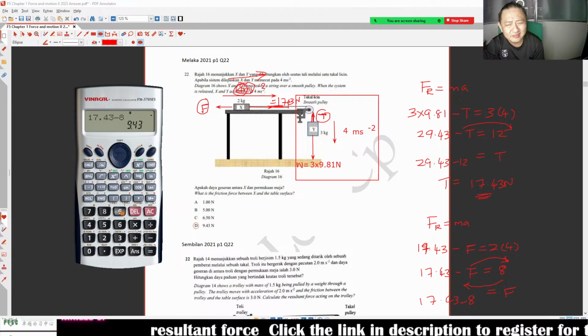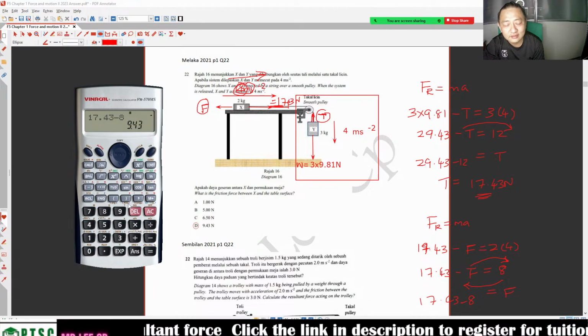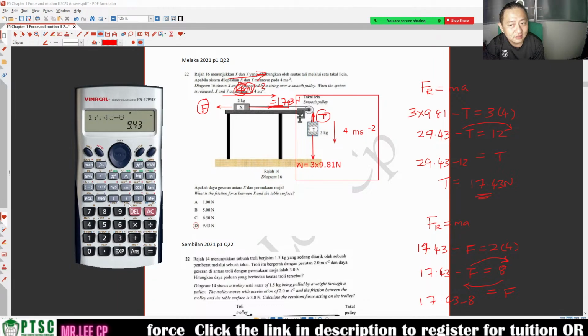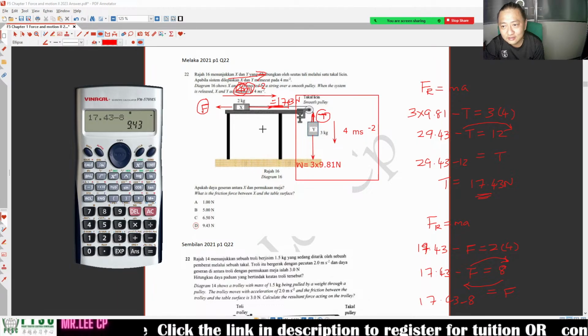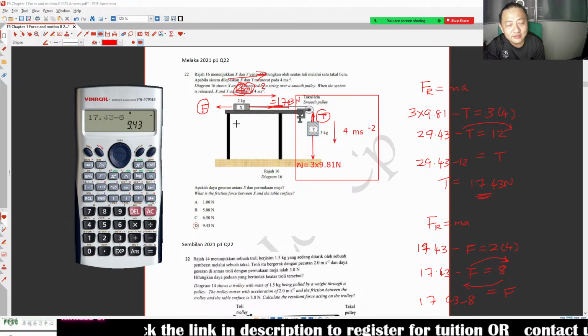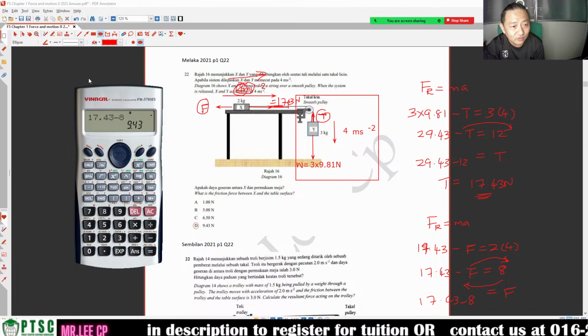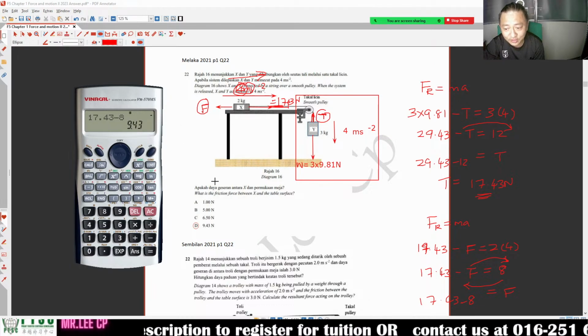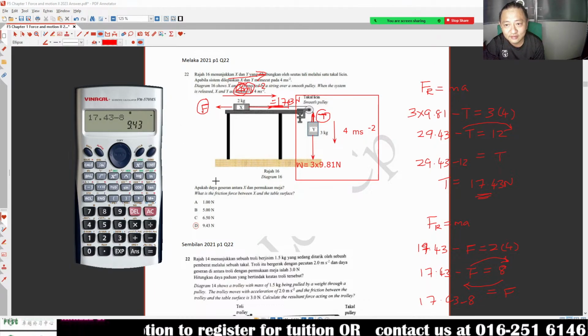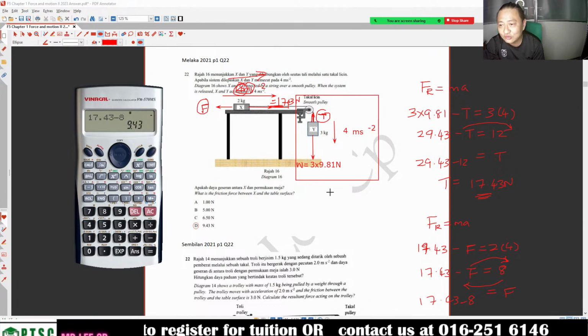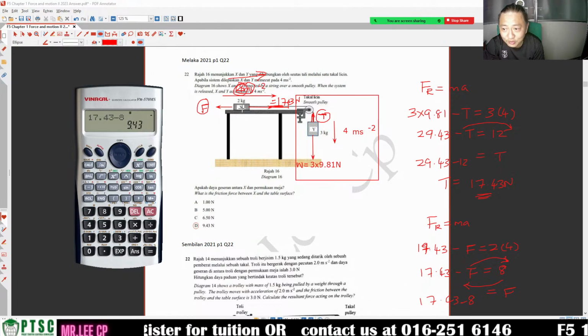Are you okay? A bit hard, right? But I guess if you follow all the way, you should be okay. Right? This is something most students cannot do. You just divide it into 2 parts, and it will be okay.